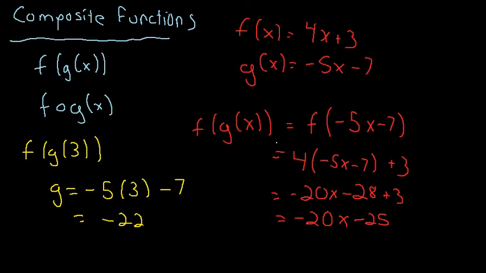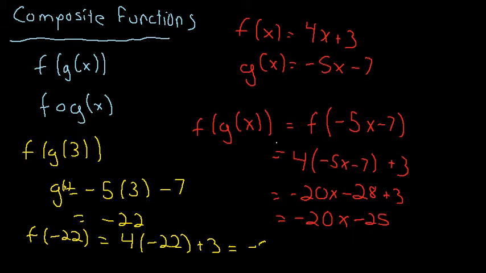Now, since g of 3 is negative 22, we're now trying to find the f of negative 22. The f of negative 22 would be 4 times negative 22 plus 3, as our function f tells us to take whatever's in here, multiply it by 4, and then add 3 to it. 4 times negative 22 is negative 88, plus 3 is negative 85.